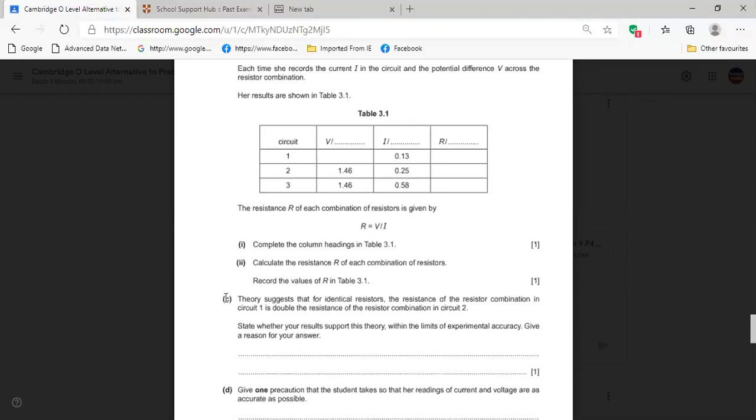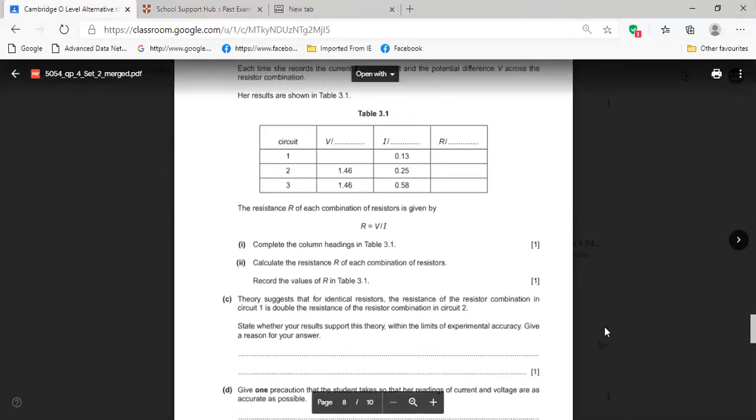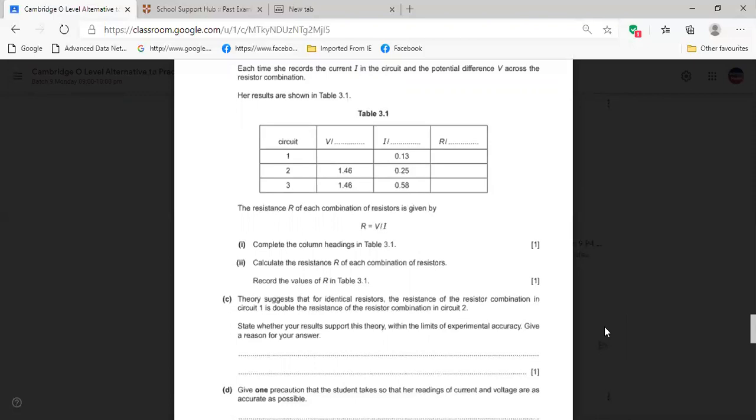Abir, can you please read this part? Theory suggests that for identical resistors, the resistance of the third resistor combination in circuit 1 is double the resistance of the resistor combination in circuit 2. State whether your results support this theory within the limits of experimental accuracy. Give a reason for your answer. So what is your answer, Abir?